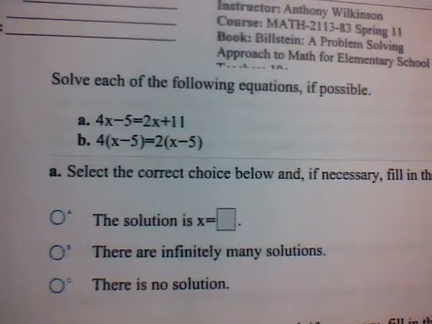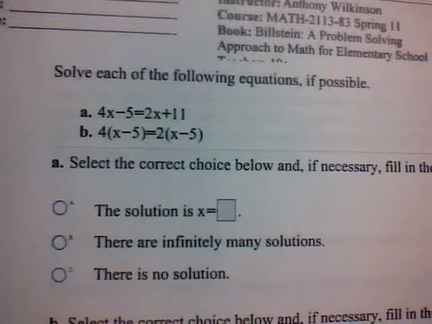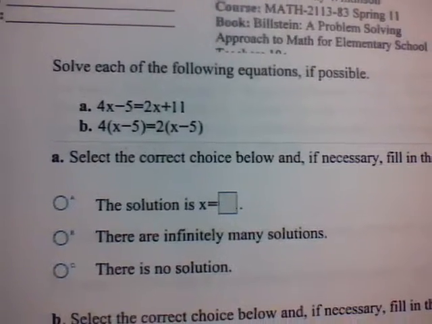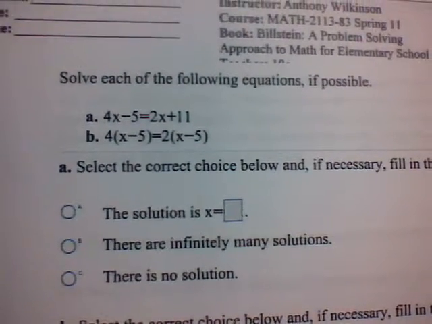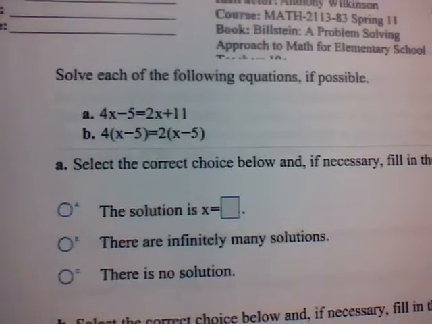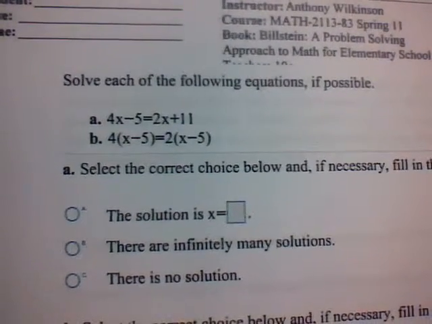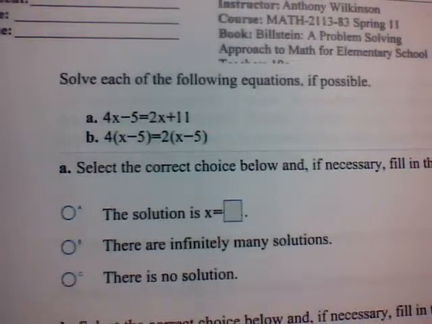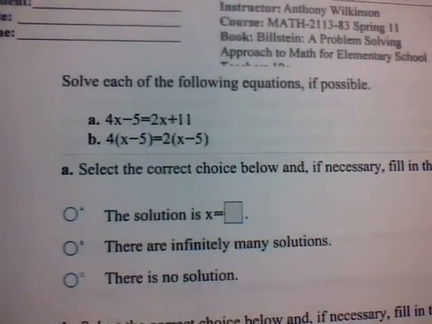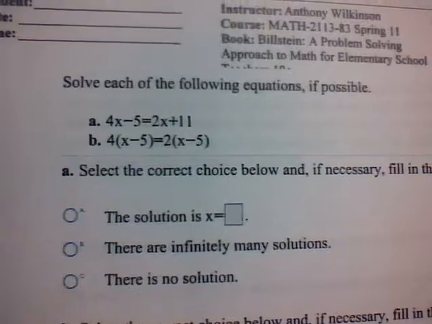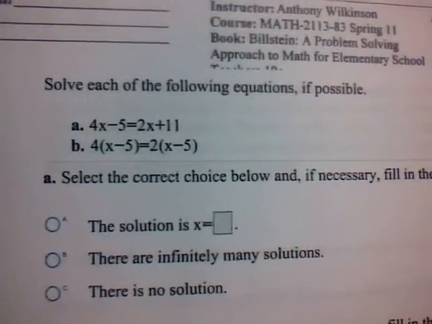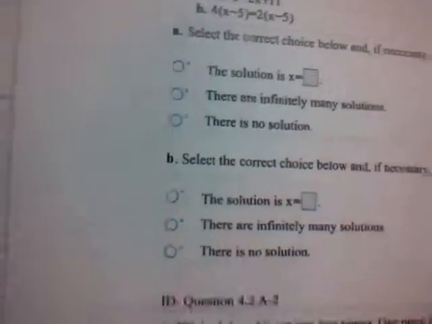Okay, we'll look at some of the homework problems in section 4.2, and we'll start with number 1, where you solve each of the following equations, if possible. In part A, we have 4x minus 5 is equal to 2x plus 11. In part B, we have 4 parentheses x minus 5 is equal to 2 parentheses x minus 5. All right, let's take a look at each one of those.